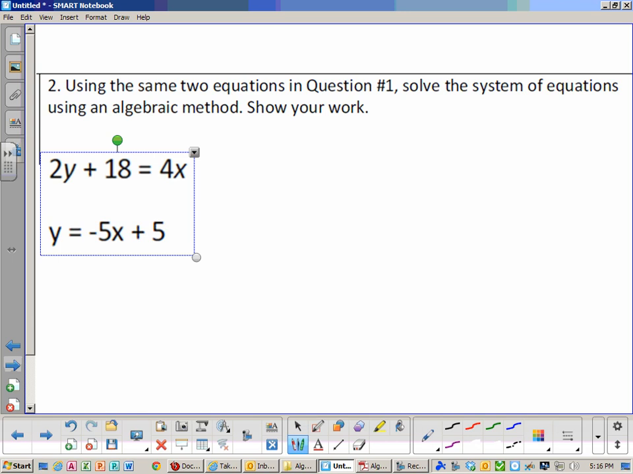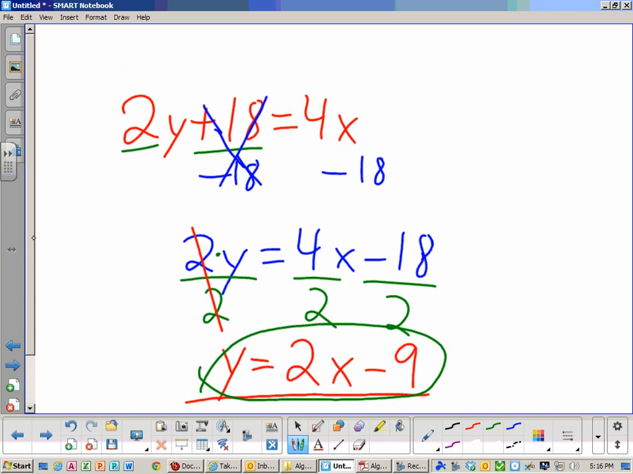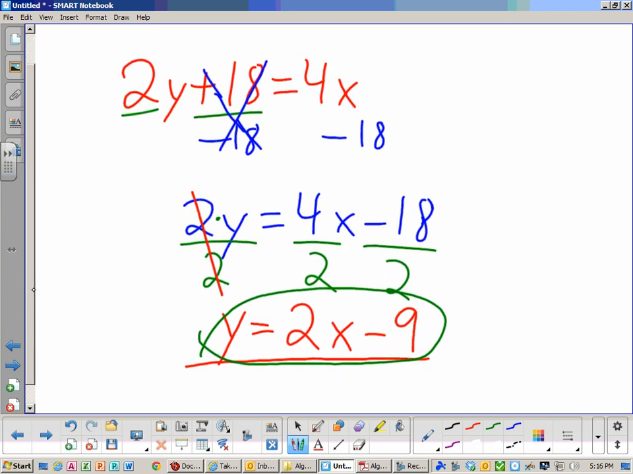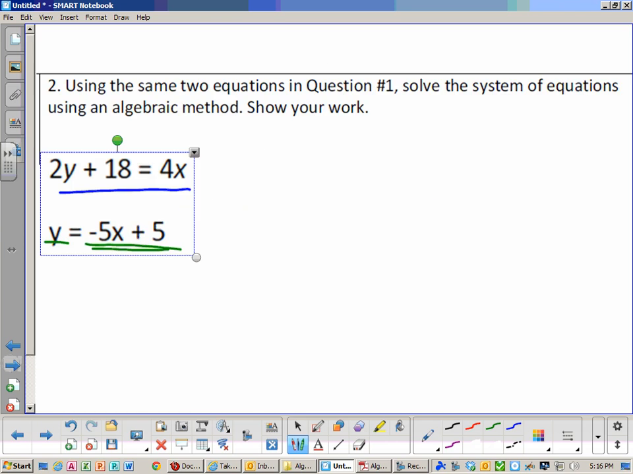You want to get both of them y by itself. This already has y by itself. The other one doesn't. However, we did it earlier. We did it all right here, right? It's all done right here. So I'm just going to write this part right here. I'm just going to write y is equal to 2x minus 9. We already did the work earlier, so that's already done for us.